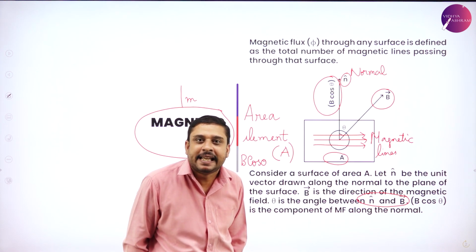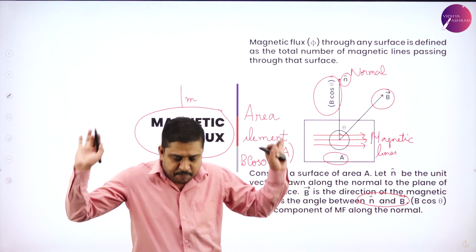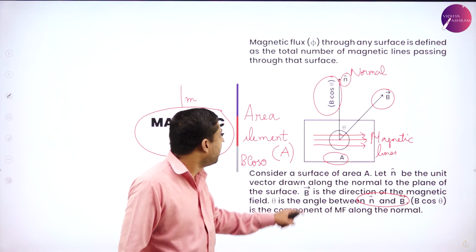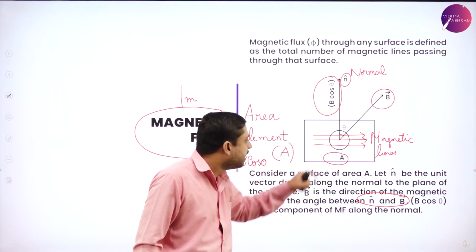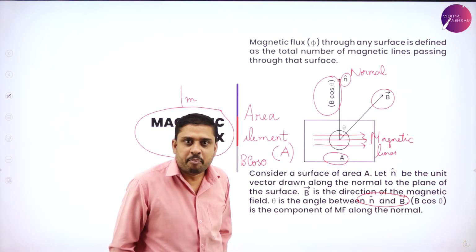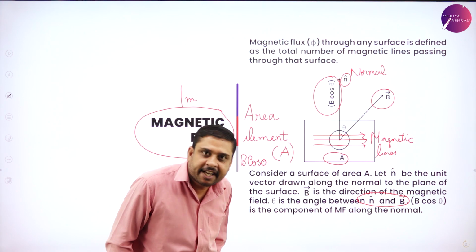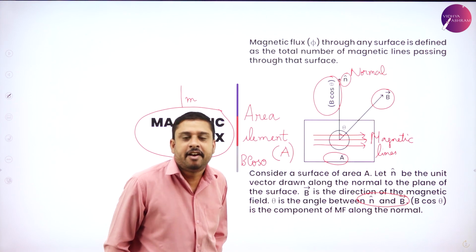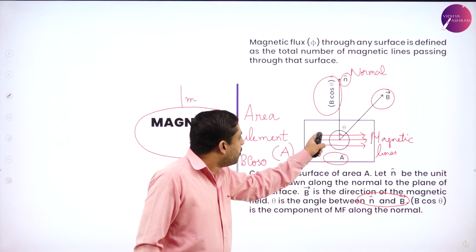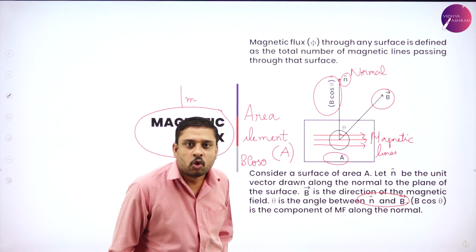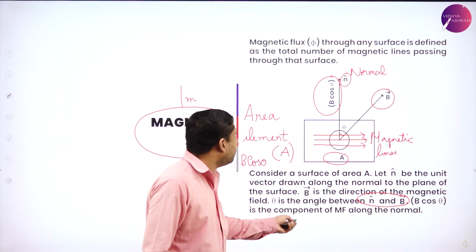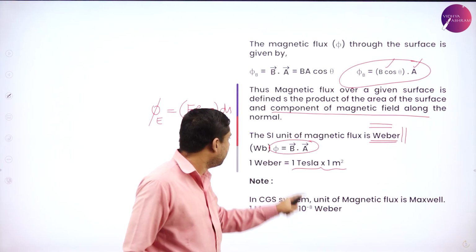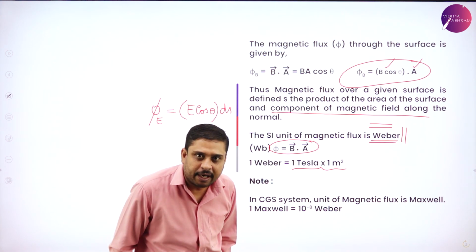B cos theta into A. So in simple terms, what I want you all to understand is magnetic flux is nothing but number of magnetic field lines. The total magnetic field lines passing normally through a given area, and mathematically it is B cos theta into A with SI unit Weber. Fine.